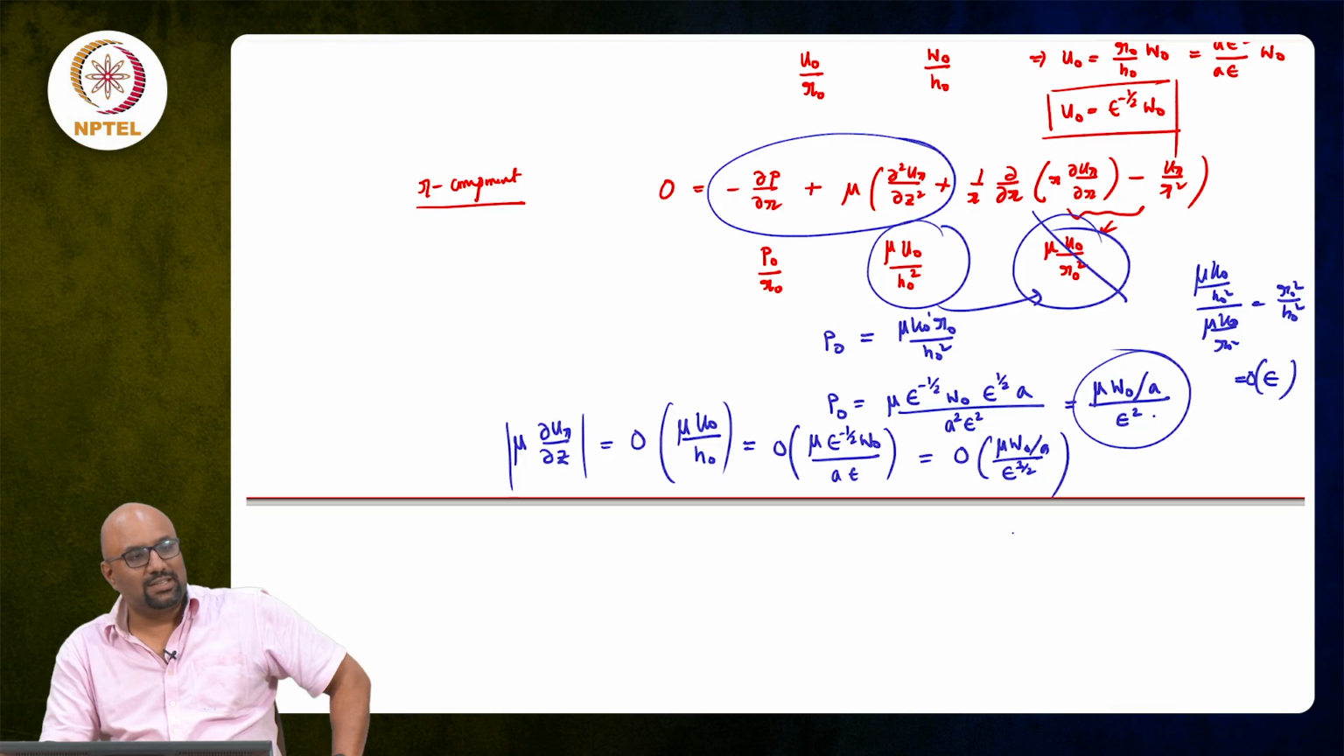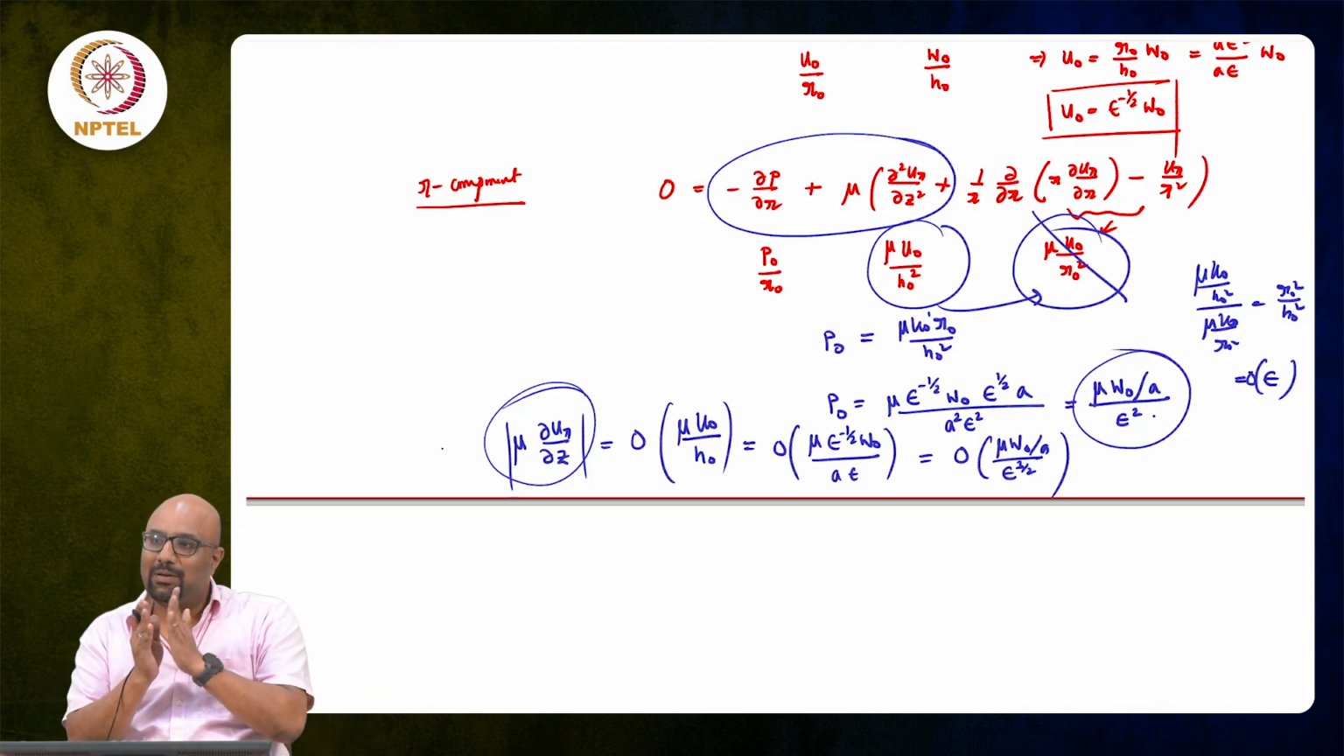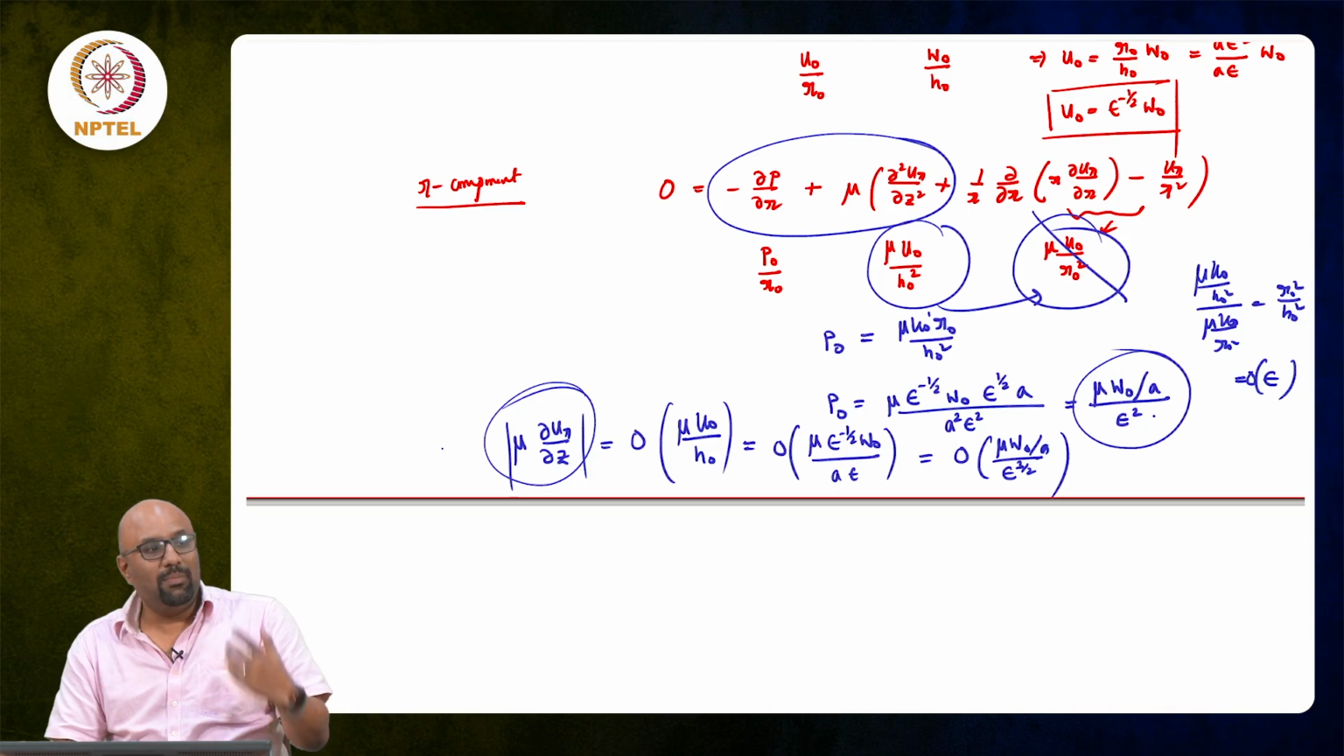So, what have you seen from this scaling exercise? The pressure scale is mu W naught by A divided by epsilon square. The viscous stress is mu W naught by A divided by epsilon to the power 3/2. So, as epsilon goes to 0, in the total stress, what is contributing? Pressure. As the gap becomes smaller and smaller, the dominant contribution is going to come from pressure.